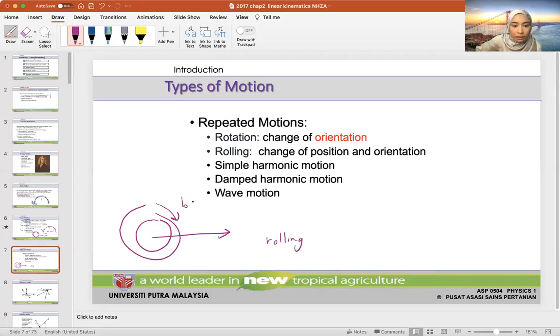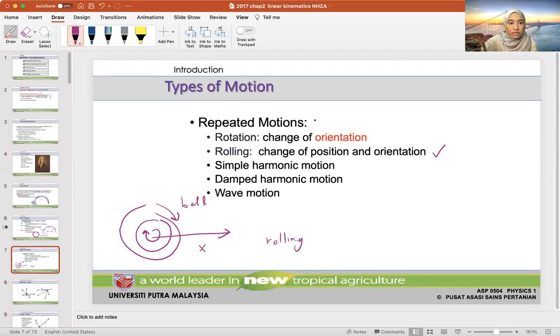Okay, this is a ball, walaupun rupa dia tak macam bola. Ball berputar and also moving to the right. Dia ada dua. Dia ada ke kanan dan juga putaran. So we call this as rolling. Okay, change in position. This is X, change in position. Change in orientation, ada angle putaran.